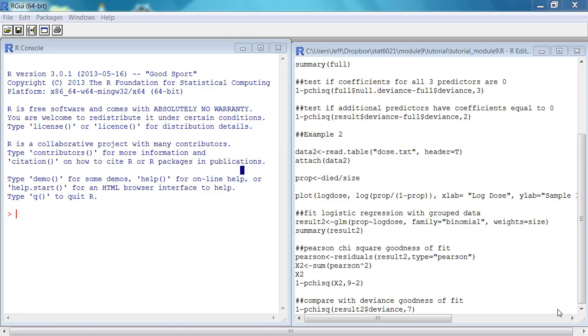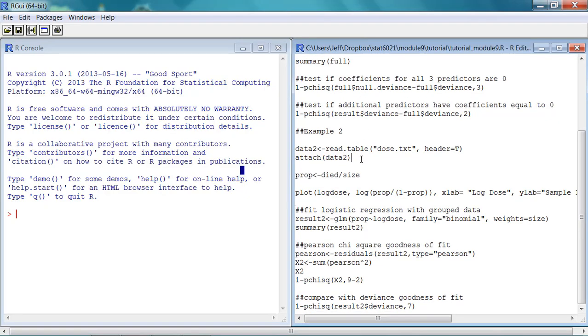In this second example with logistic regression, we'll be seeing how to fit a logistic regression model with what I call grouped data. The previous example was with ungrouped data, when data were recorded at the individual level. In this situation, we're going to be fitting what I call a logistic regression model with grouped data. So let's read in the data. It's in this data set, and I'm going to attach it.